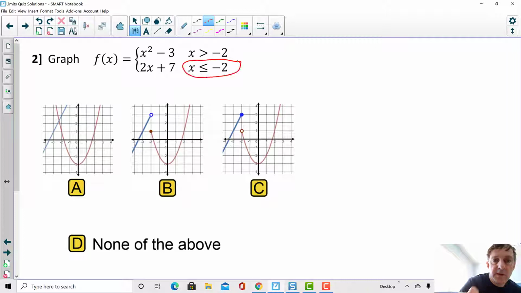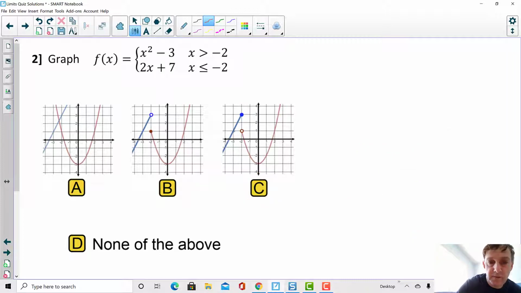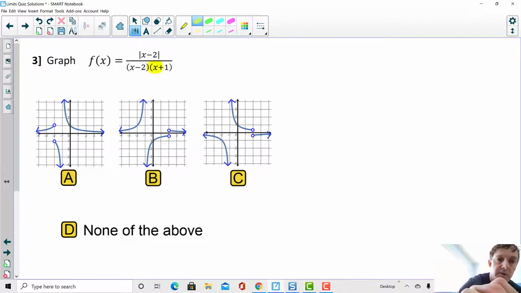When x is less than or equal to -2, it's 2x plus 7. So you just want to make sure that this line is correct. If you plug in the points, you'll see that it is correct. You can try plugging in -2, for example. Plug in -2, you get 3. Yes, that works. And you can try a few more points if you're still not sure. You can also see the slope is 2. So you can see from here we go up 2 and right 1. So we do have a slope of 2. Correct answer is C.